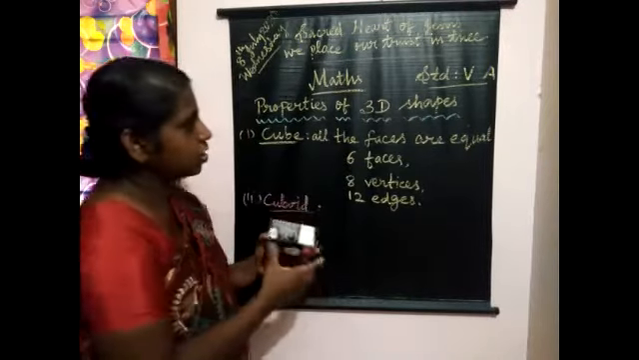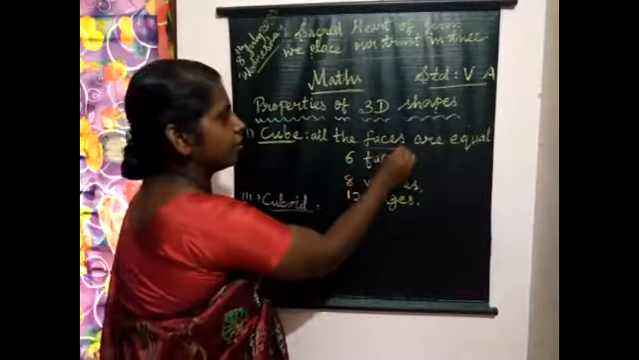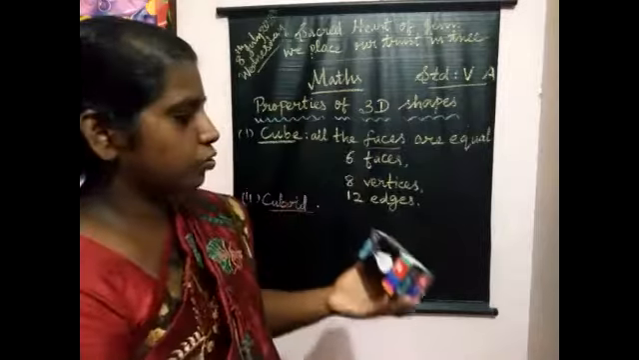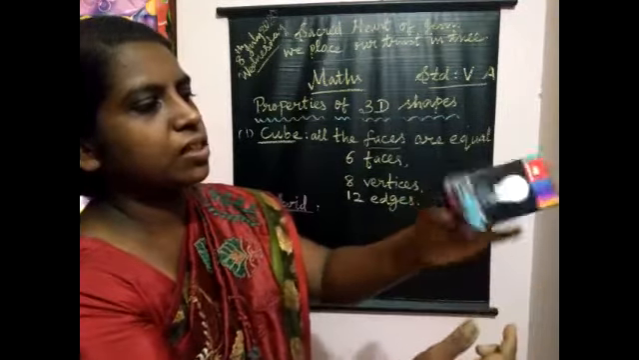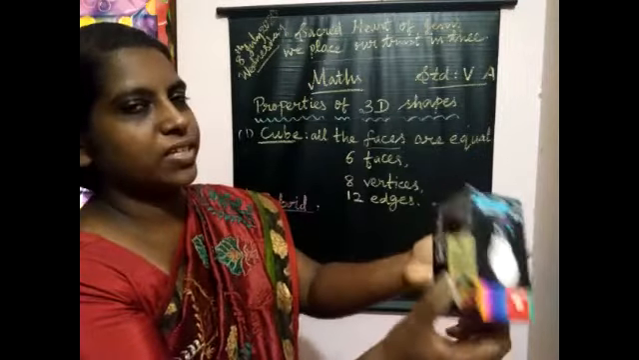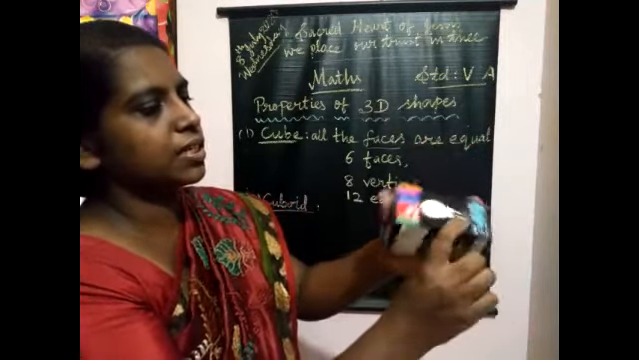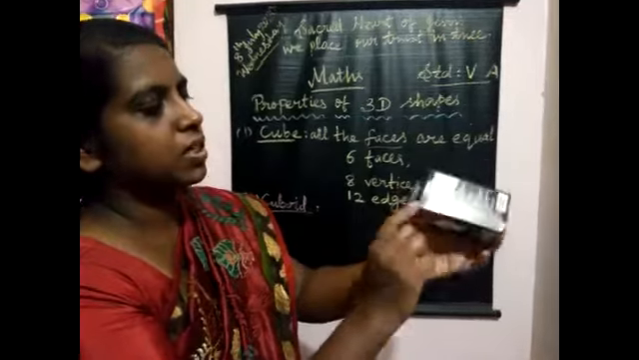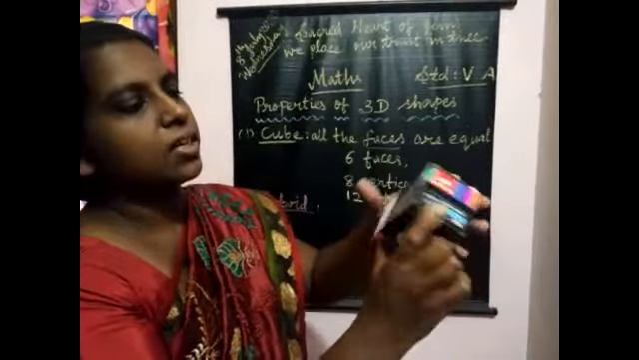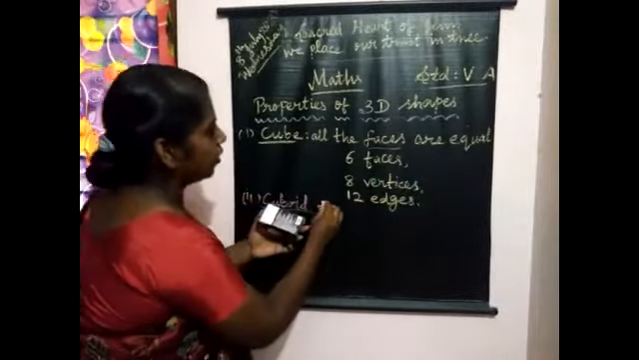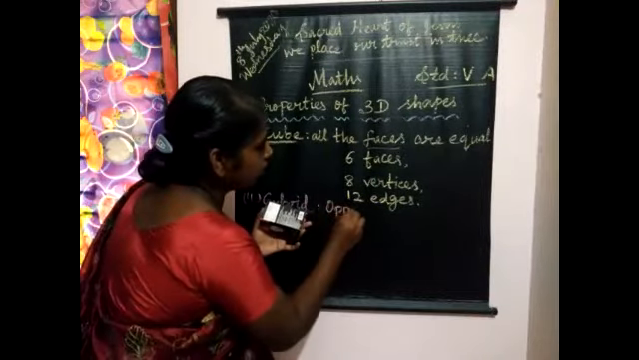Cuboid. First of all, about the faces. Here, like the cube, we are going to study the faces. What about the faces? Are all the faces equal? No, all the faces are not equal. Then how can we say that? Opposite faces are equal. Very good. Therefore, in a cuboid, opposite faces are equal.